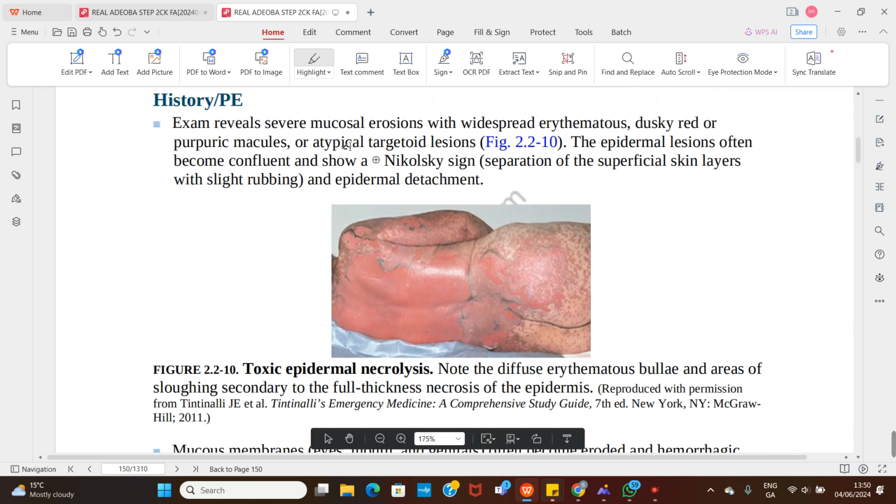the examination is going to reveal mucosal erosion with widespread erythematous purpuric macules, right? We can see some of those macules, the purpuric macules, the bleeding, right? And sometimes you can have atypical targetoid lesions. We don't have the targetoid lesions here, but sometimes you can have atypical targetoid lesions. So don't get confused when you see targetoid lesions in people with SJS or TEN, right?